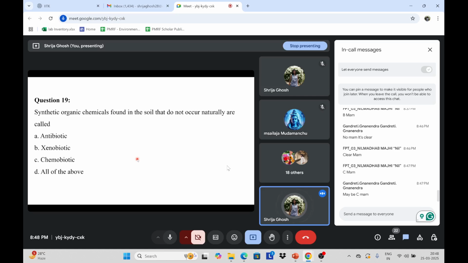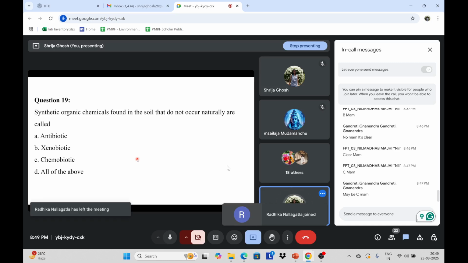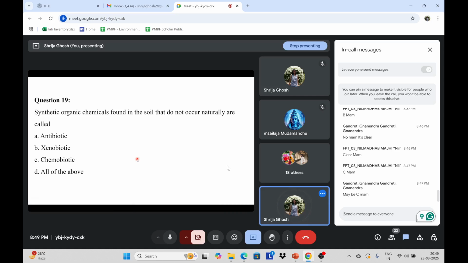Synthetic organic chemicals which are found in soil that do not occur naturally. Compounds that are synthesized, that are not occurring naturally, they are called option A, antibiotic, option B, xenobiotic, option C, chemobiotic, or option D, all of the above. Write your answers in the chat box. We have discussed this in the start of the session. The first 2 or 3 questions were related to these compounds. So what is the correct answer?